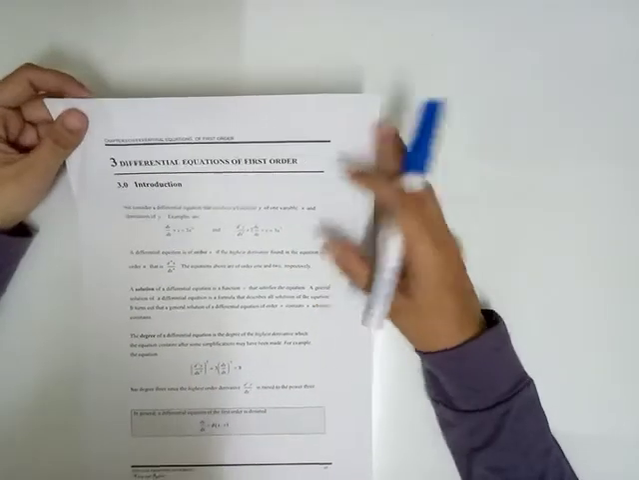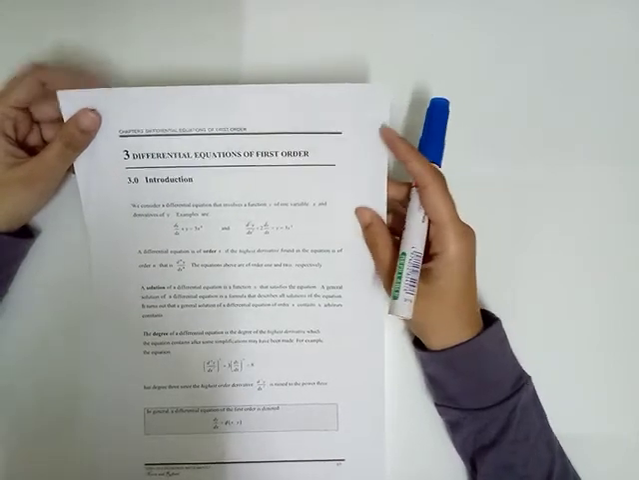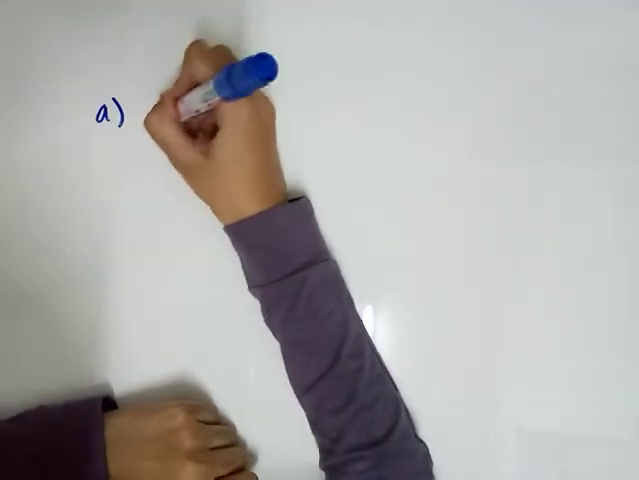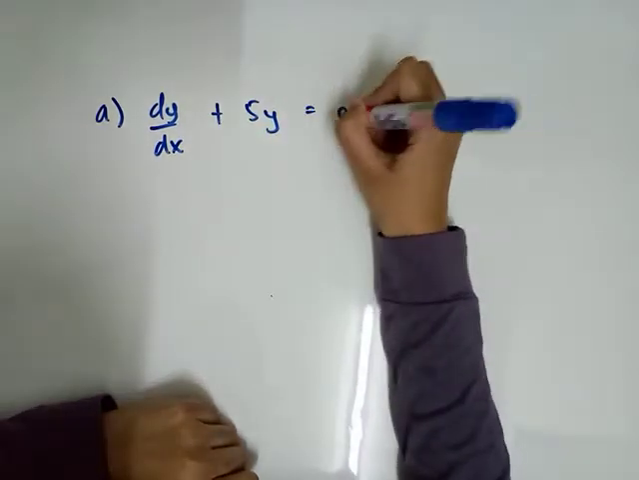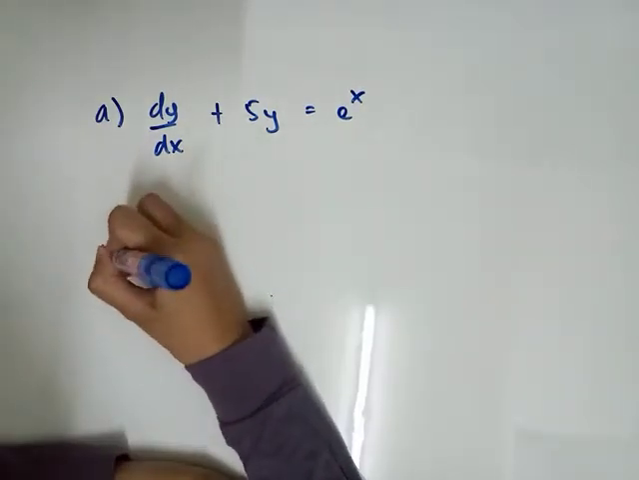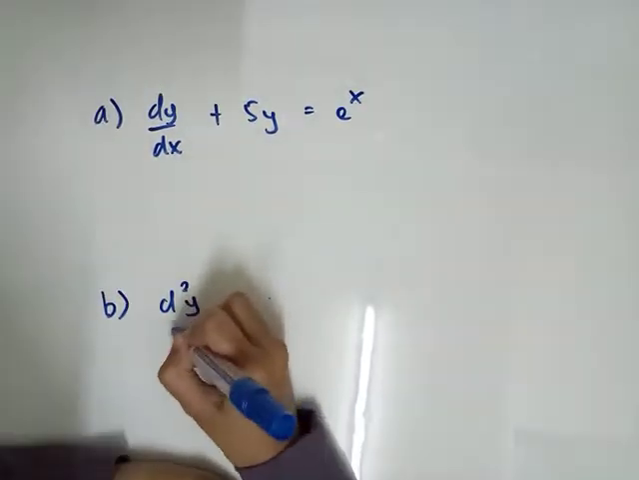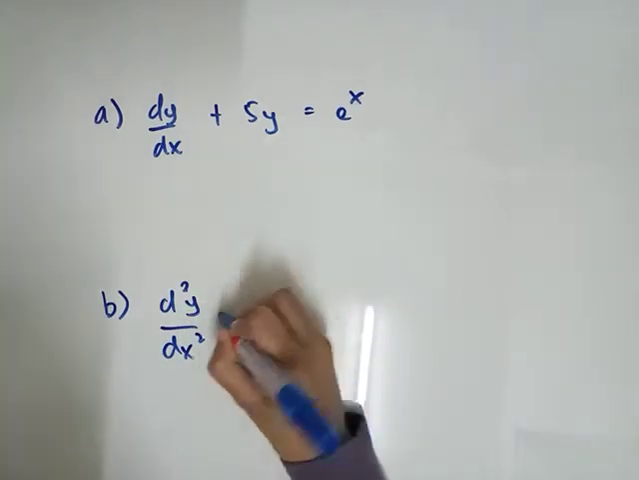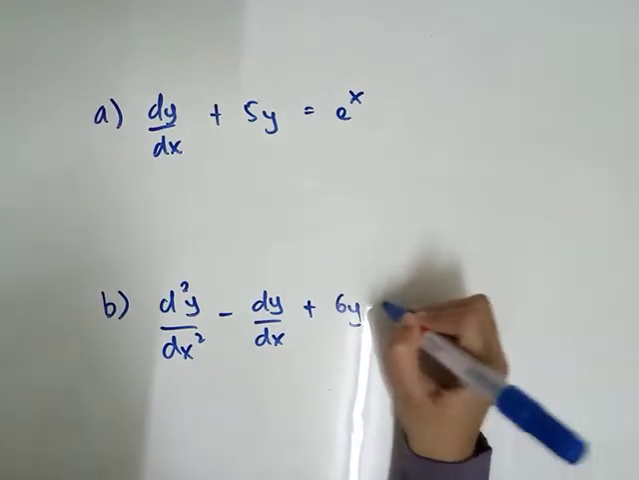Alright, next we go to the next chapter. Okay, differential equations of first order. Okay, so let's say we have dy over dx plus 5y equals e to the power x, and another one we have d square y over dx square minus dy over dx plus 6y equals 0.